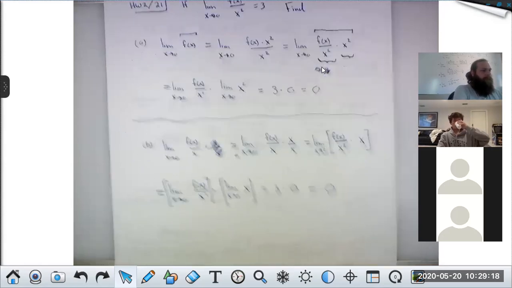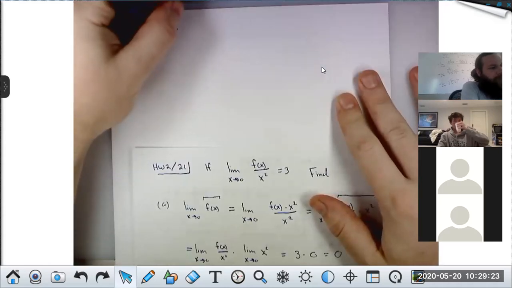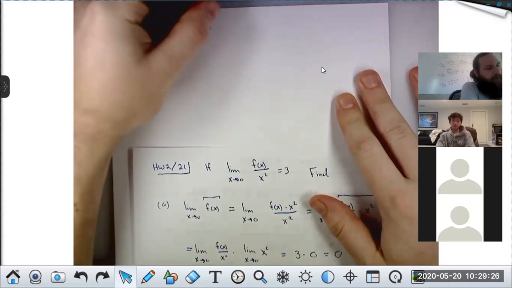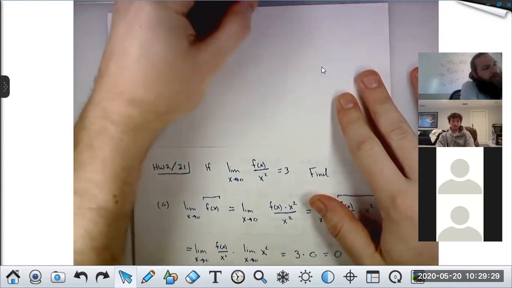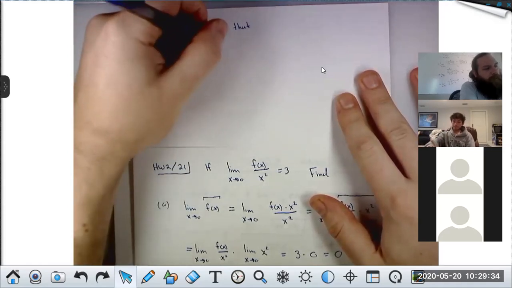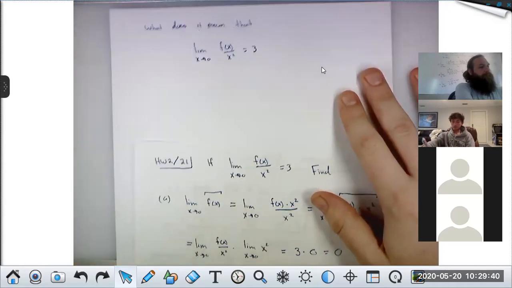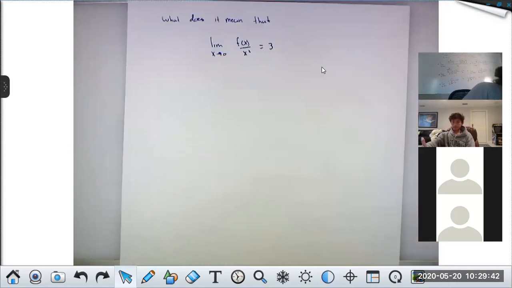So I want to ask, what does it mean that the limit as x goes to 0 of f of x over x squared is 3? Which I understand is a very open-ended question, right? I mean, it means that f of x over x squared, if you think of that as its own function, gets closer and closer to 3 as x gets closer and closer to 0. That's good. But algebraically, is there anything I can say?